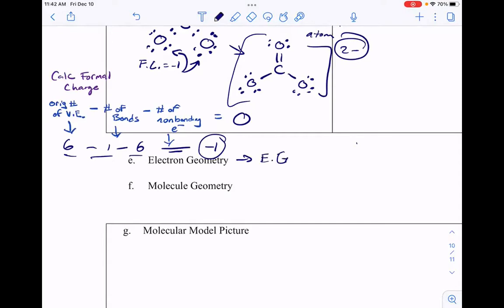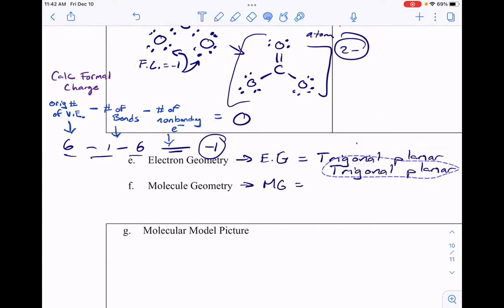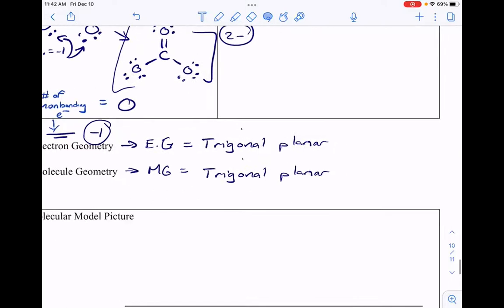So electron geometry, what would this be? Trigonal planar. Very good. Remember the double bond counts as 1 group, so you have 3 groups in total. What's my molecular geometry? Also trigonal planar. What's the bond angle in trigonal planar? 120. Very good. All right, almost done, guys.